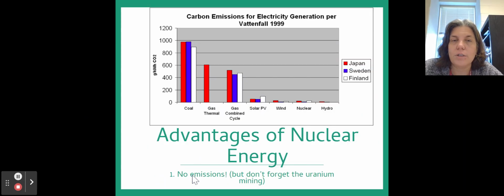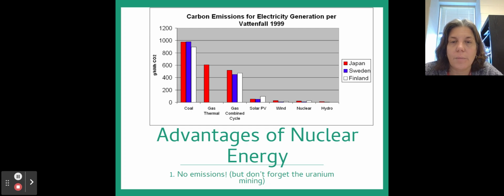Okay, what are the advantages of nuclear energy? Guess what? There are no emissions. So no CO2, no methane, no sulfur, no mercury, no lead, no arsenic, no sulfur dioxide, nothing. Nothing comes out of a nuclear power plant as far as emissions that are greenhouse gases.